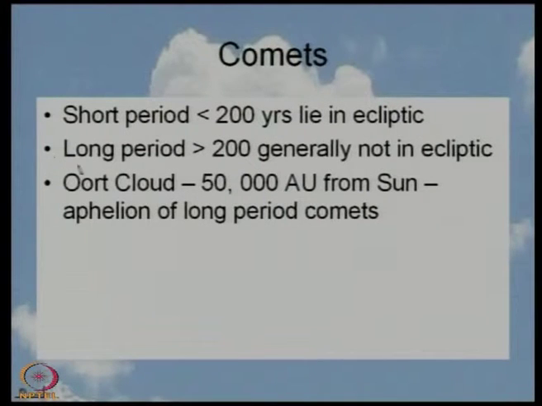And you have another class of comets, the long period comets, which have time periods of more than 200 years. The orbits of these generally need not lie in the ecliptic plane. Okay. They are found to be isotropically distributed. So, the orbits could be aligned in any random direction. Okay. And these are the long period comets.